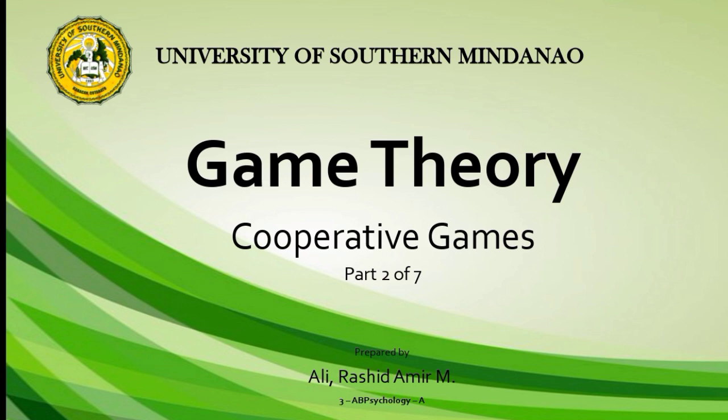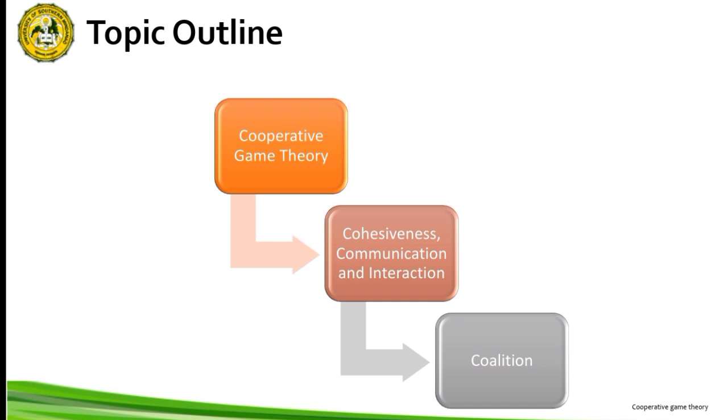This is the second part, by the way, of the 7-part game theory report of our group, and I have prepared here the topic outline for the overall discussion in this video. We will start with the definition of cooperative game theory, followed by the characteristics of a good group, which includes cohesiveness, communication and interaction. If you mix that, you will understand that there will be a coalition in a group.